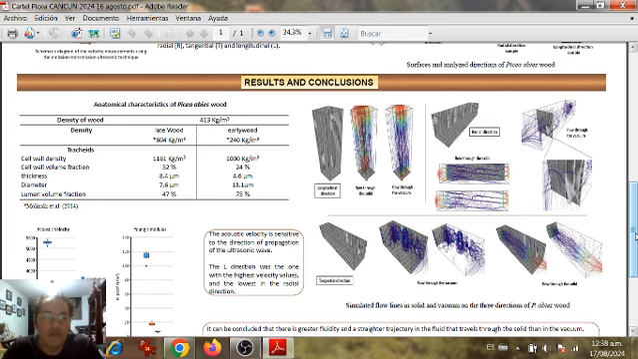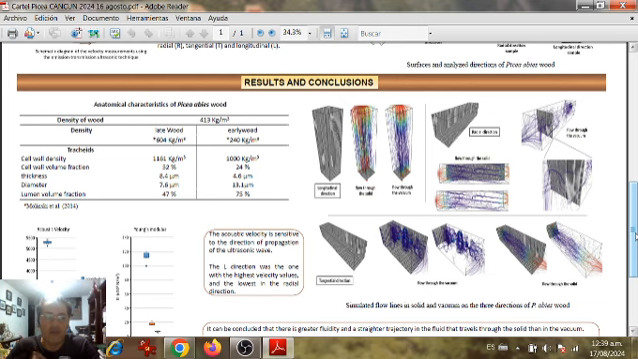So we measure different anatomical characteristics of the wood, like cell wall density, cell wall volume fraction, thickness, diameter, and lumen volume fraction. For late wood, we found that the density is higher than in early wood. This is consistent with the cell wall density and the volume fraction of the cell. The thickness is also almost half for early wood in comparison with late wood.